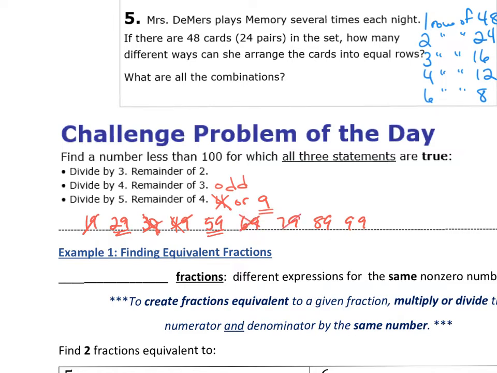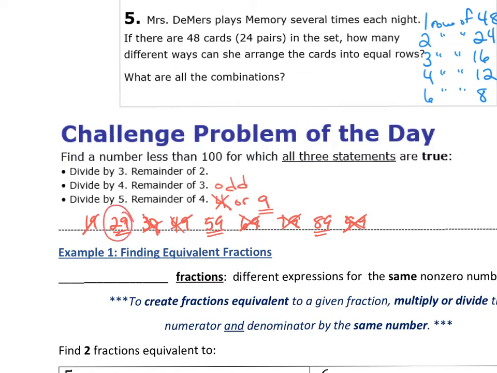79 would have a remainder of 1. 89 would have a remainder of 2. And 99, it goes into evenly. So my choices right now are 29, 59, and 89. So back to my rule for 4. It has to have a remainder of 3 when I divide by 4.